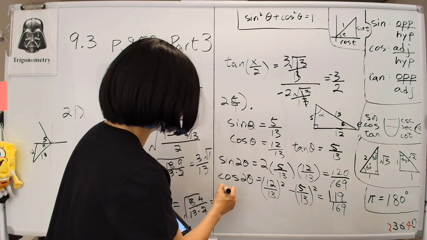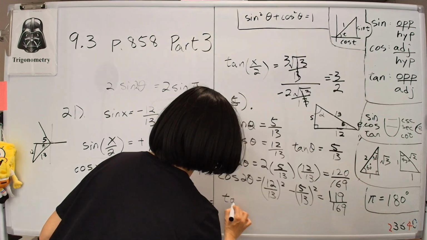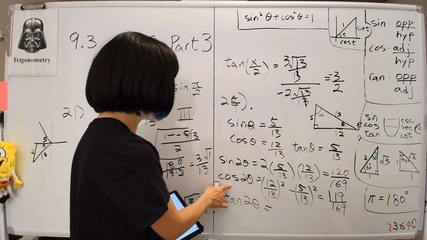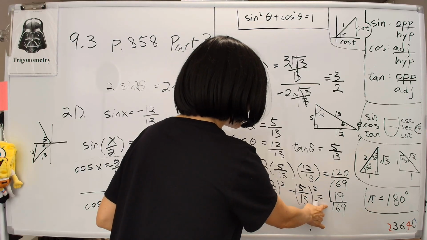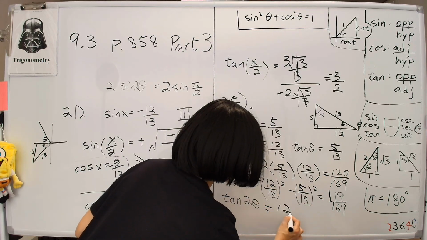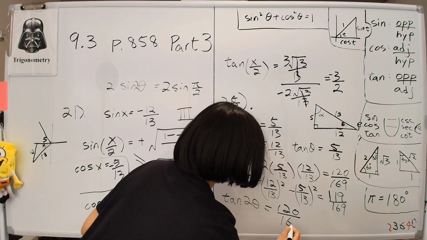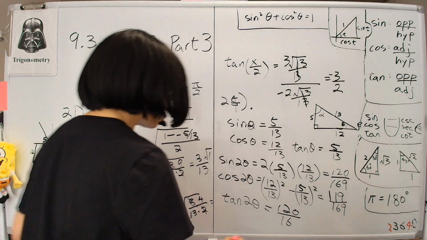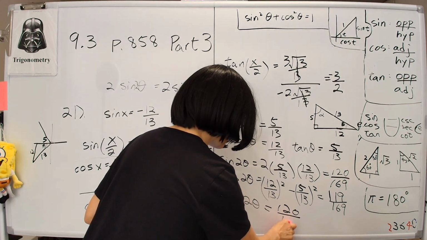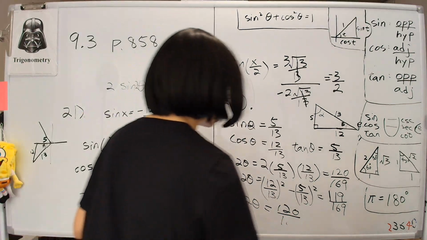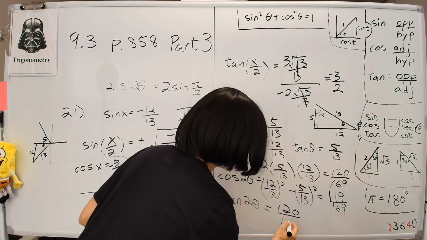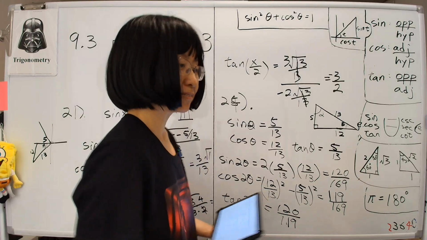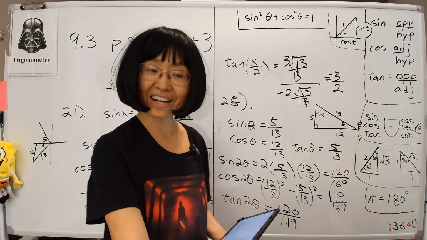So next we need to do tangent 2 theta, and then we're not even going to bother with anything, because tangent 2 theta will be equal to sine 2 theta over cosine 2 theta, is this number divided by this number, which is 120 divided by 169. Sorry, divided by 119. And that is that. That's all there is to this tangent 2 theta. Just this divided by this, which we cancel out the denominator, and so this is the answer. Okay, and that's that. So let's move on.